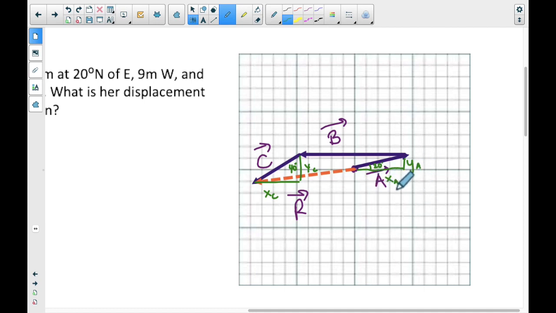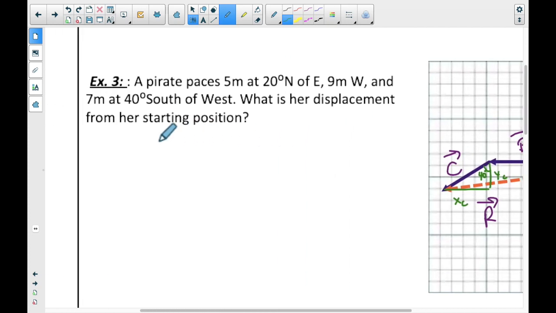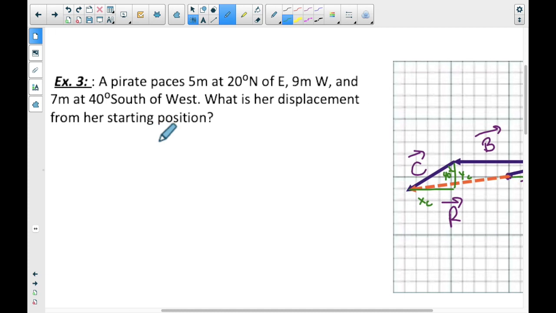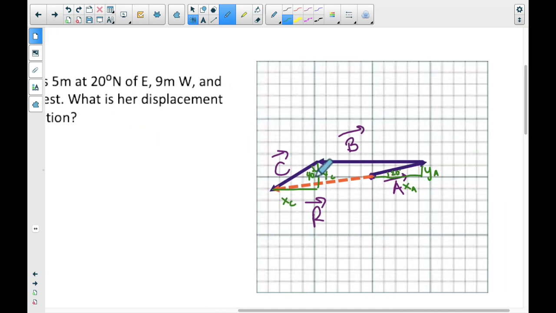And so I'm calling this X sub A because it goes with this vector A, and Y sub A because it goes with vector A. This one I'm calling X sub C and Y sub C. And I put the 20 degrees in here, and I believe the 40 degree goes here. And I actually think that's wrong, because of the explanation, it says 40 degrees south of west. So 40 degrees south of west, I believe means the 40 should be going here, which means this is a 50. So I'm going to change that to a 50 degree.